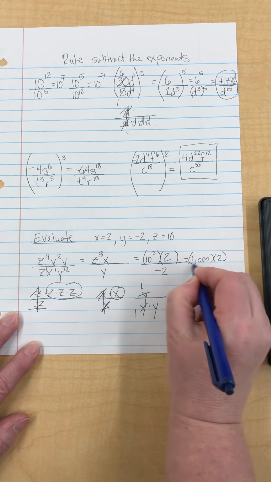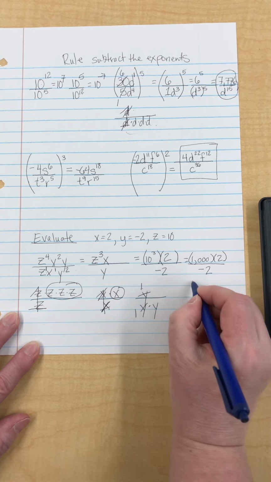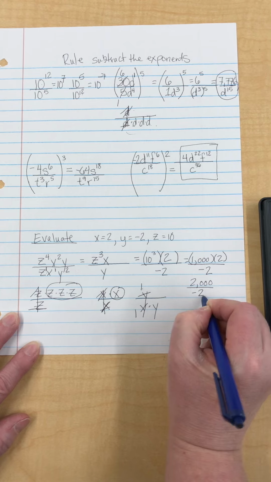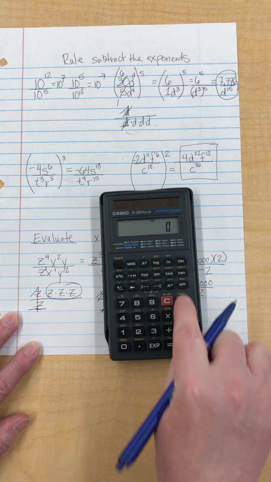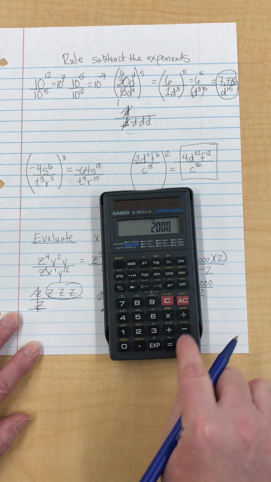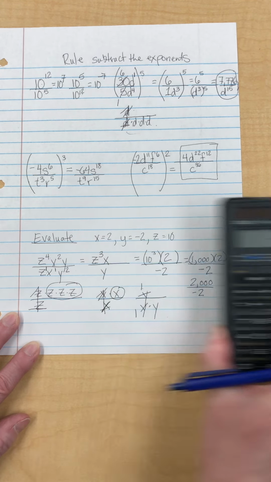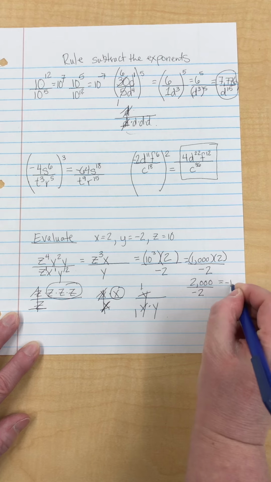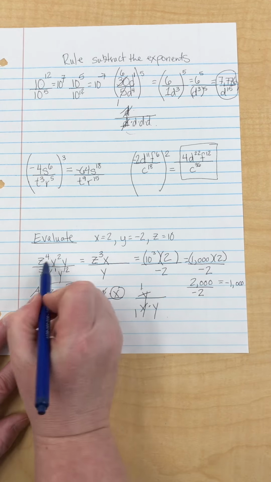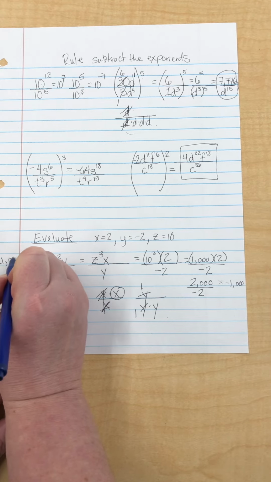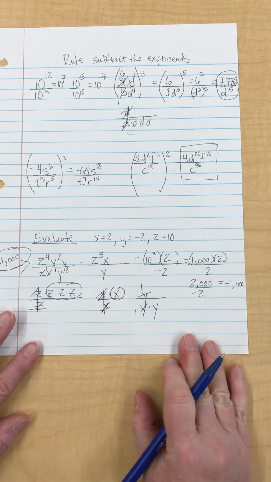times 2 divided by -2. So that's 2,000 divided by -2. And so 2,000 divided by 2 negative, and I get -1,000. So the answer to this particular one evaluated is -1,000. And that's how you evaluate.